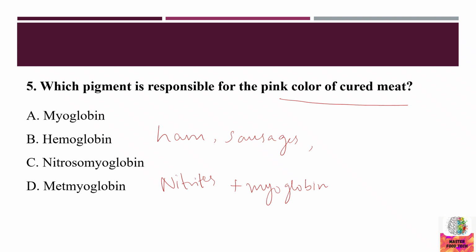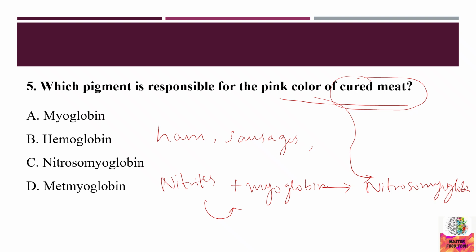Nitrite is a preservative. When these both react, you will get the nitrosomyoglobin, which is responsible for this pink color of the cured meat. Curing means it is a procedure of preserving the meat, right? So this pigment is called nitrosomyoglobin, which gives the characteristic pink color even after cooking also. So the option is nitrosomyoglobin.